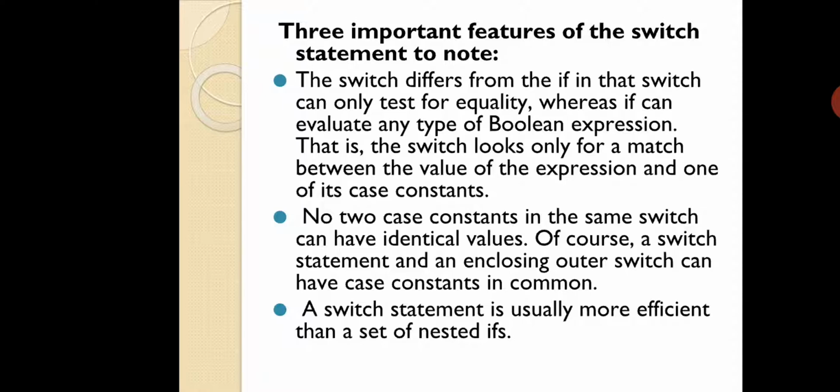The second point is that no two case constants in the same switch can have identical values. So for example, inside a switch statement you cannot have case 0 and case 0, or case 1 and case 1, unless you have a nested switch. If you have a nested switch, it is okay, you can have two case zeros, because one case zero is for the outer switch statement and the other case zero is for the nested switch. That is the only situation where you can have identical values for case statements, otherwise switch will fail. There will be confusion if you have identical case values more than once, so you should not be doing that.